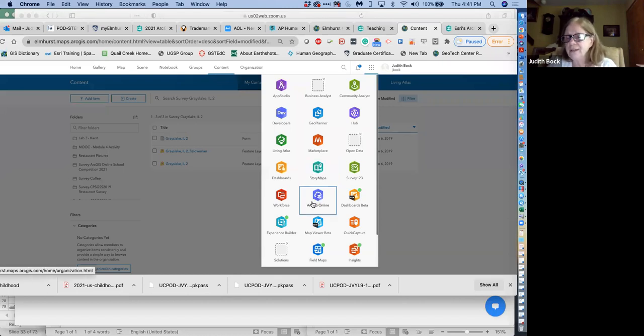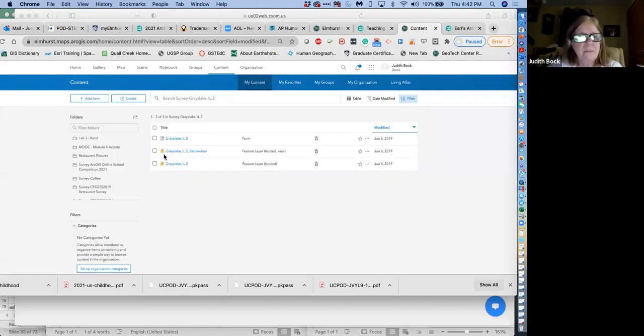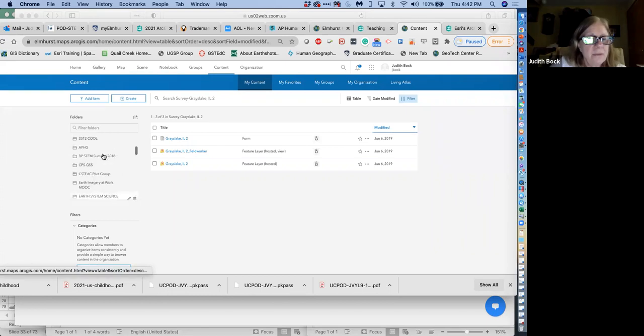Here's ArcGIS Online. Survey 123 should be here. Oh, there it is. So I can go in there and build a survey, which I did for coffee shops to collect my data. But what I wanted to show you was, and now because it's not open anymore, this might be a little bit, I'm hoping it won't be difficult to find.